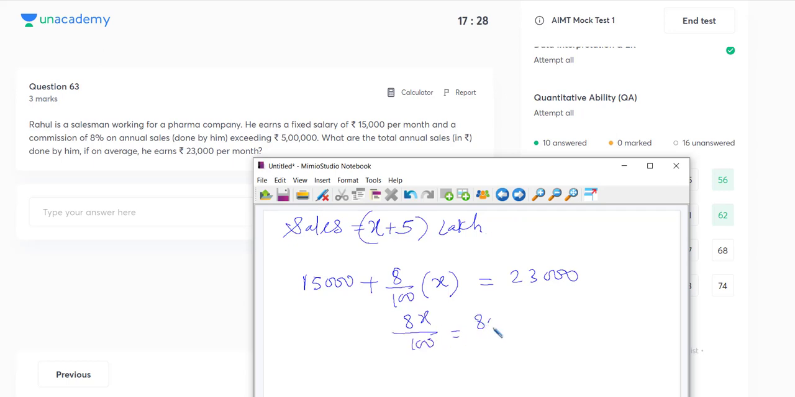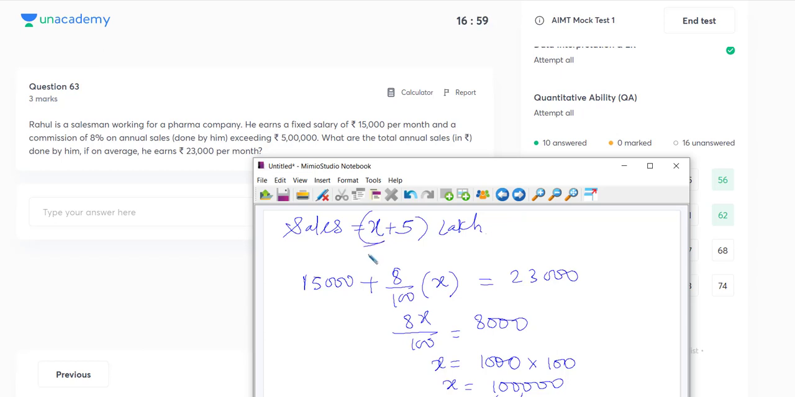So X is going to be 1,000 into 100. So now X is going to be 1 lakh rupees. Let's have a look at it. I think this is correct. Yes, this is correct. X is going to be 1 lakh rupees.